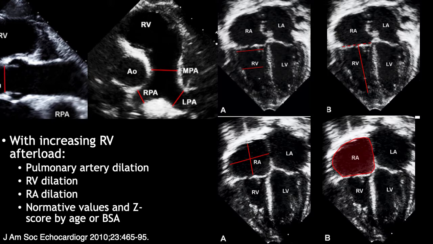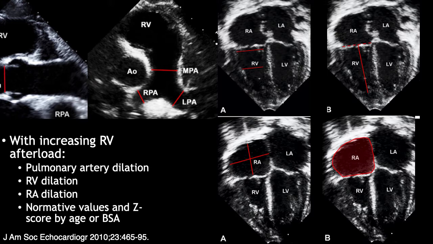Whenever you're looking at pulmonary hypertension, you want to have also an assessment of right ventricular dimension and pulmonary dimension. So this is the standard way of measuring the RV basal diameter, mid-cavity diameter, and longitudinal diameter as the RV can start dilating in the context of pulmonary hypertension.